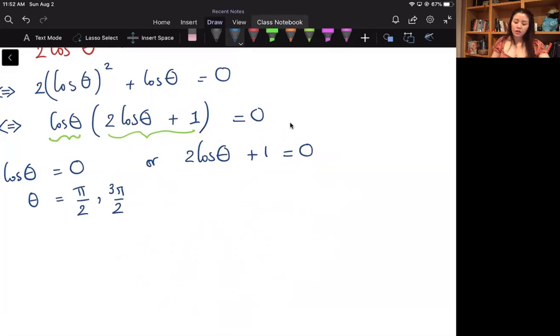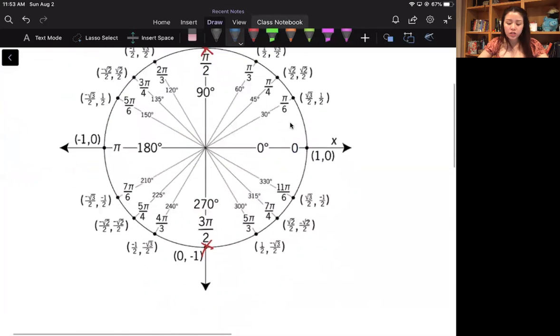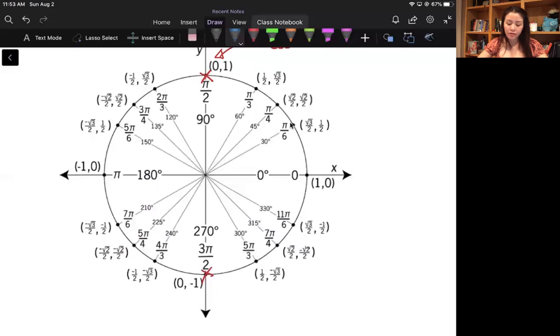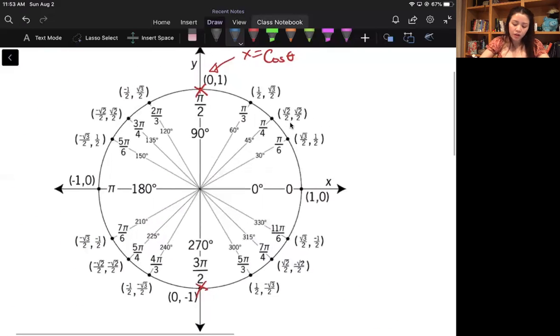Okay. For the second one, I'm going to subtract 1 from both sides. So I have 2 cosine theta equal to -1. And then I divide both sides by 2, so I have cosine theta equal to -1/2. Again, look at your unit circle from 0 to 2 pi. Where is x equal to -1/2?